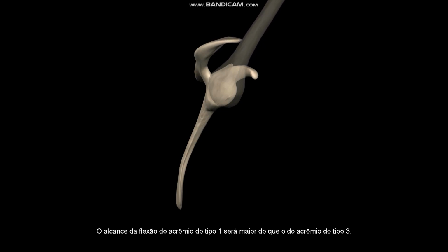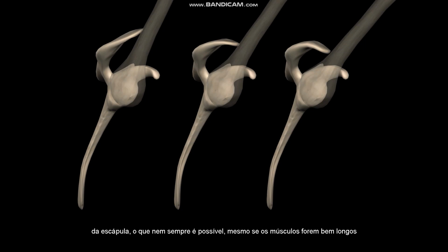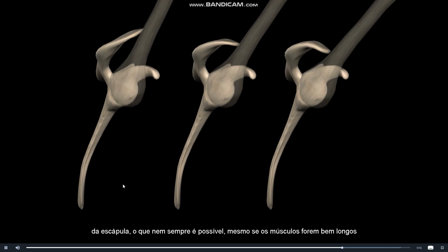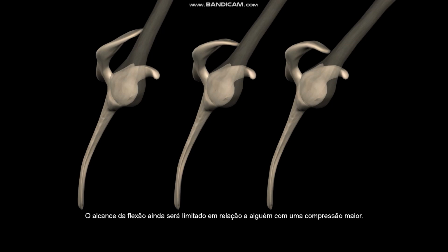The range of flexion in the type 1 acromion will be greater than for type 3 acromion. In order to reach the flexion range of type 1, type 3 must compensate with a very large movement of the scapula, which is not always possible. Even if the muscles are very long and flexible, in a condition of early compression, the range of flexion will still be limited, relative to someone with later compression.